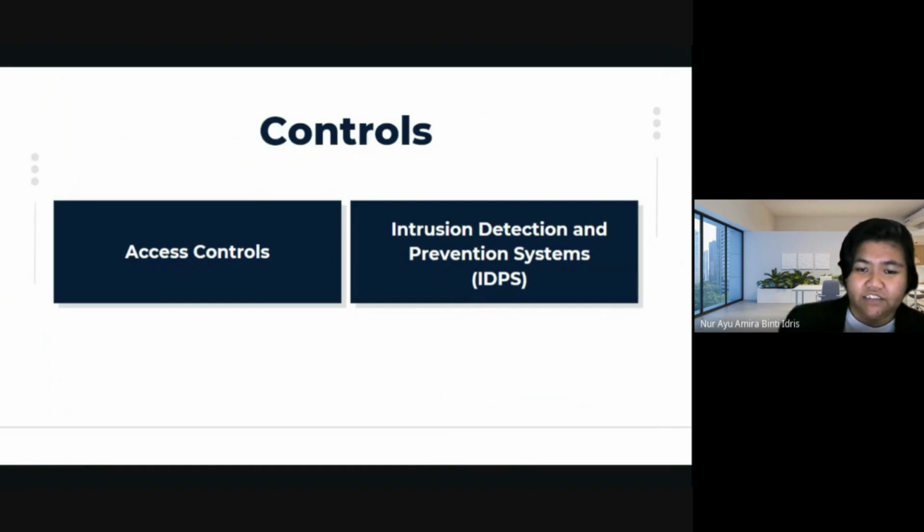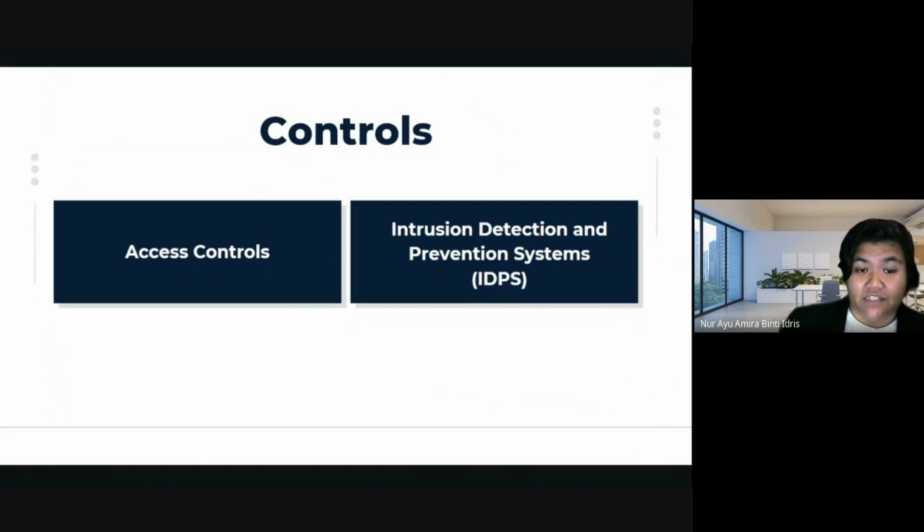RBAC assigns access rights and permissions to users based on their roles within the organization. So each role is associated with a set of permissions, and users are granted access based on their assigned roles. So this RBAC ensures that users have appropriate access privileges aligned with their job responsibilities and also reduces the risk of unauthorized access.